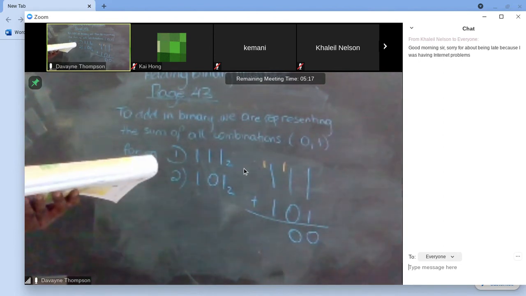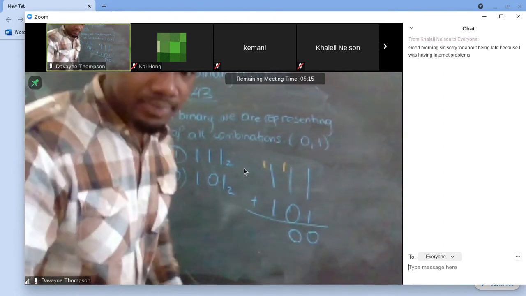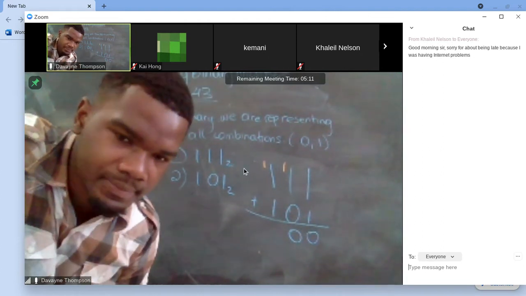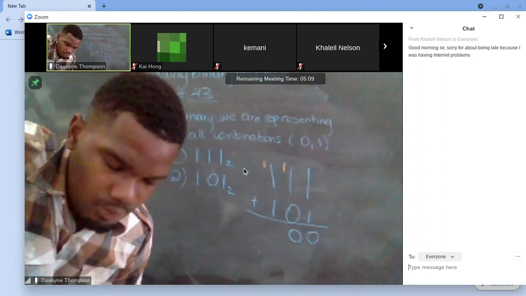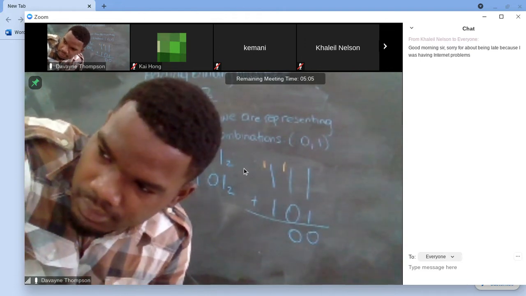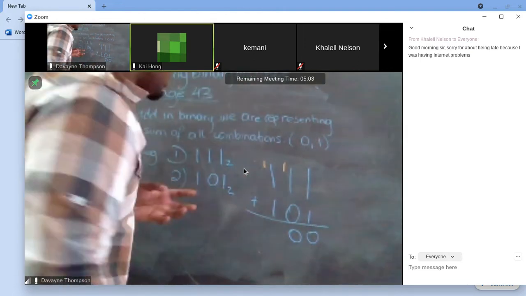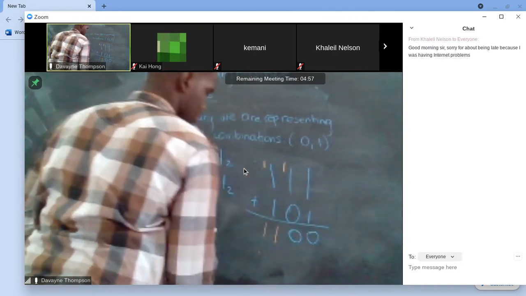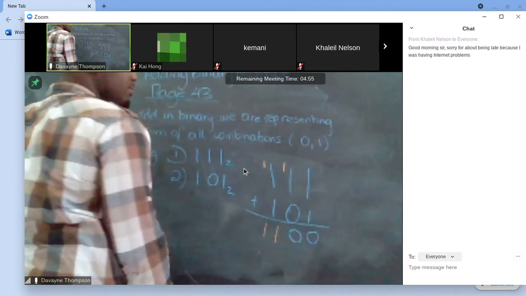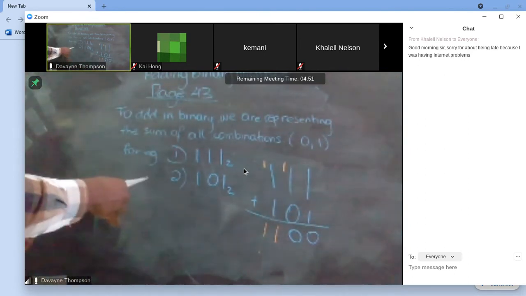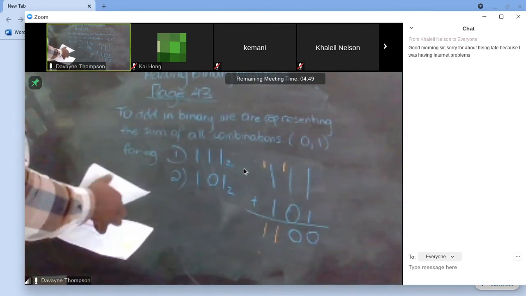How would I write 3 in binary? Look back on the table. Right, 1, 1. If you look back on the table, we drew a table a few days ago. Let me draw the table quickly for you. Just quickly go back here.